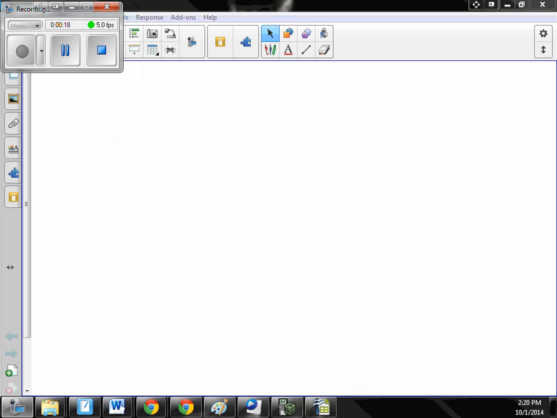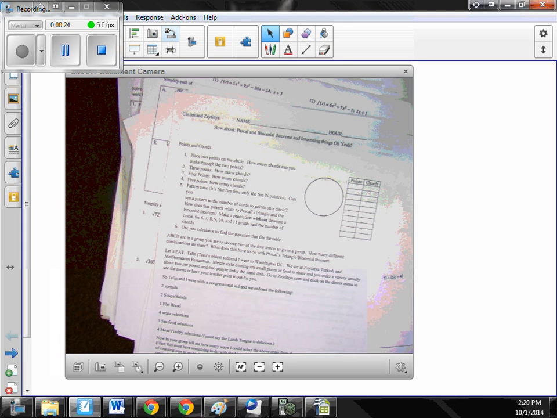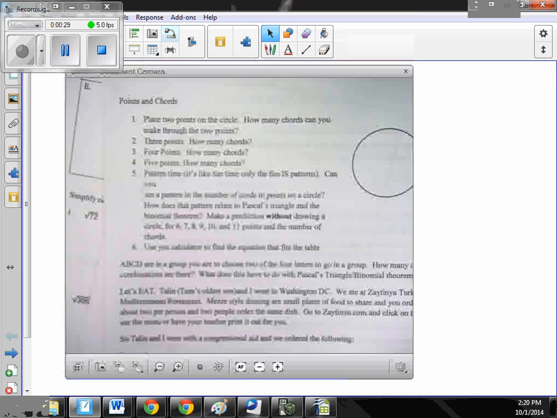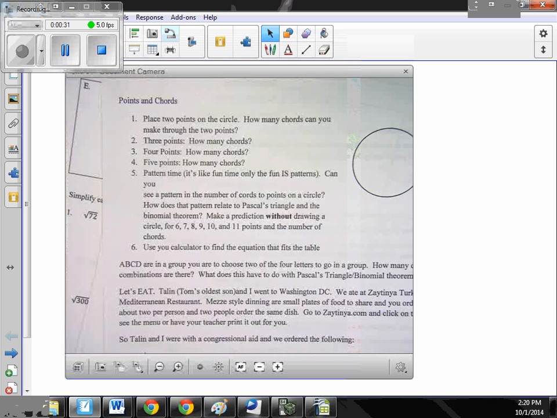Okay, so let's look at points and chords. Do you guys know what a chord is? A chord is a segment that has endpoints on a circle, and technically a chord cannot be a diameter, but today we don't care. Okay?